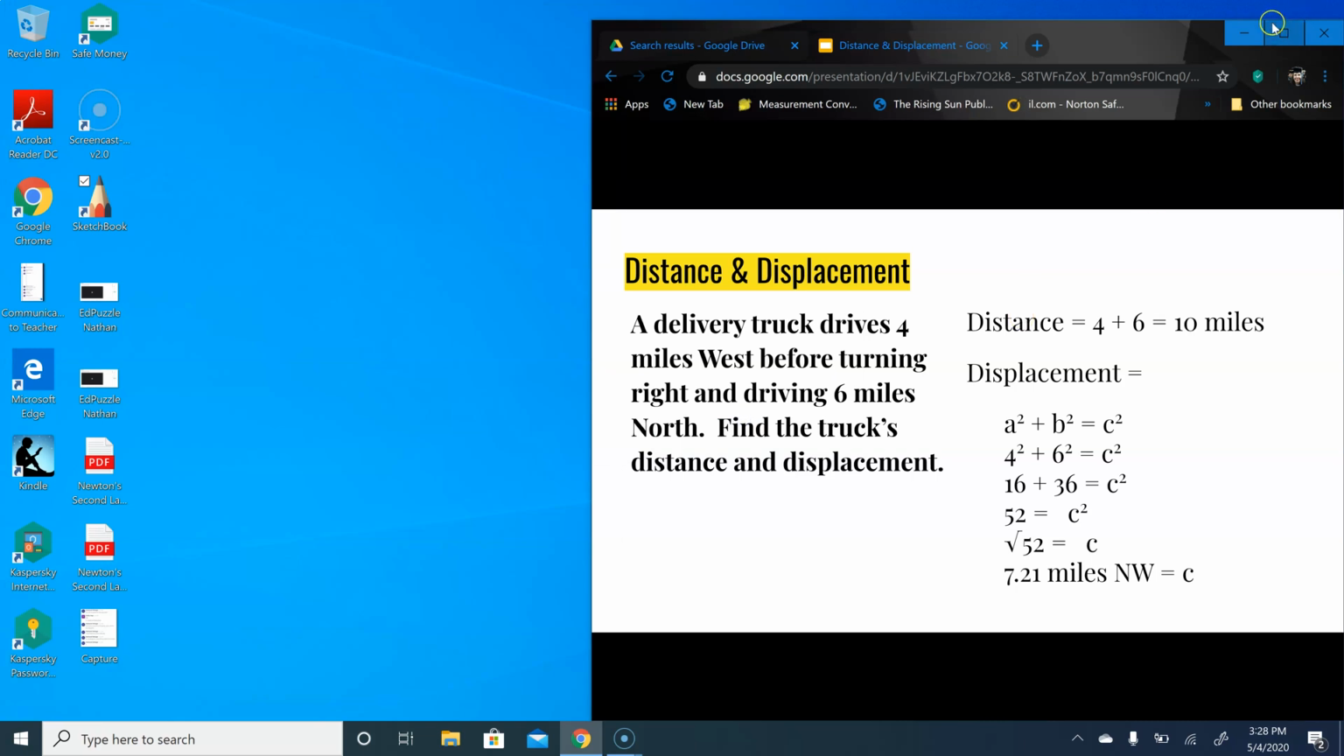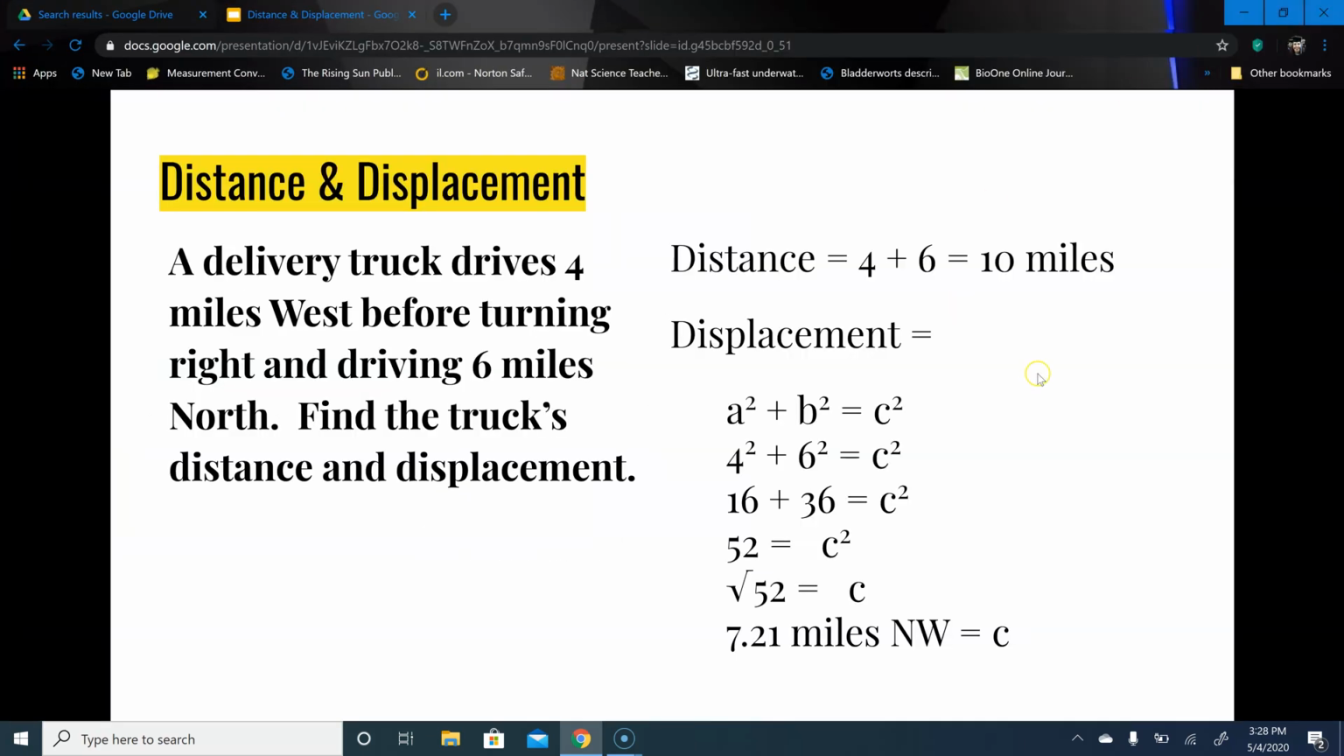Okay, so let me expand that back up, and I think we are done for today. That covers distance and displacement. I've got a few problems for you to work out.